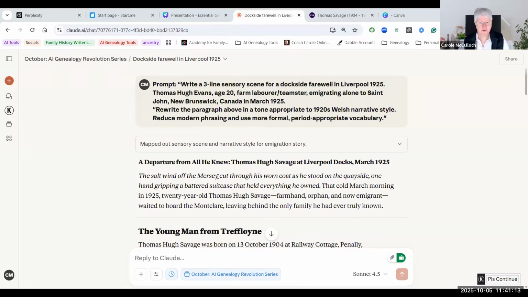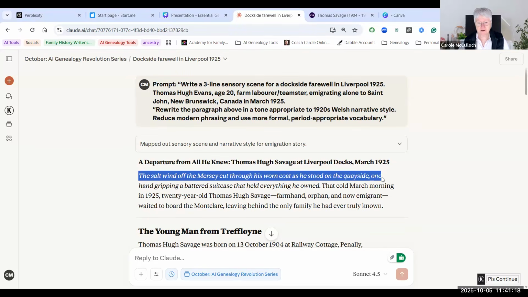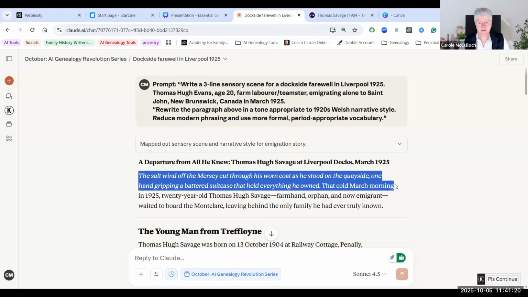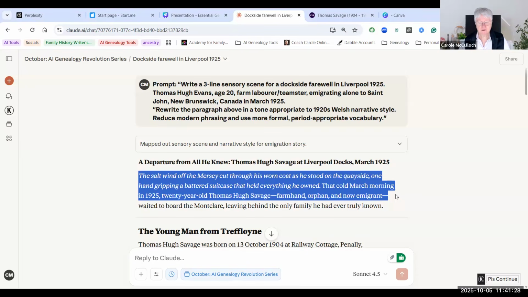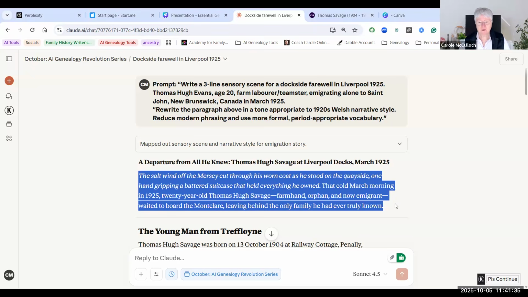And it reads, the salt wind off the Mersey cut through his worn coat as he stood on the quayside, one hand gripping a battered suitcase that held everything he owned. That cold March morning in 1925, 20-year-old Thomas Hugh Savage, farmhand, orphan, and now emigrant, waited to board the Montclair, leaving behind the only family he had ever truly known. So that's a great sensory scene for us, just a little over 3 lines.